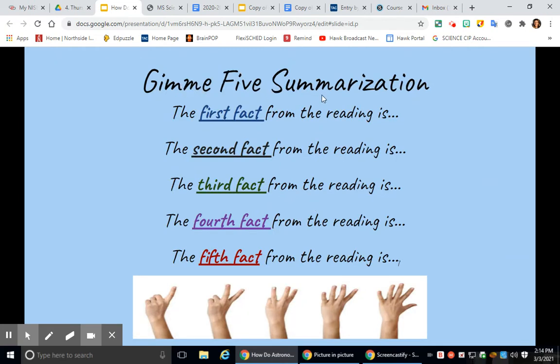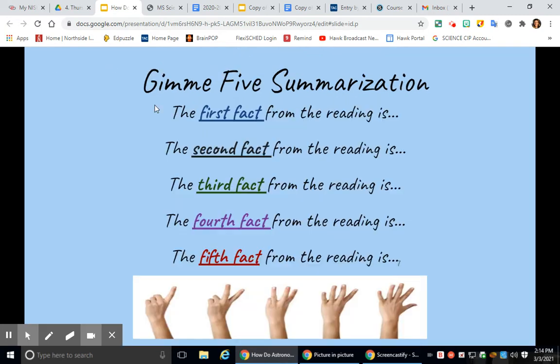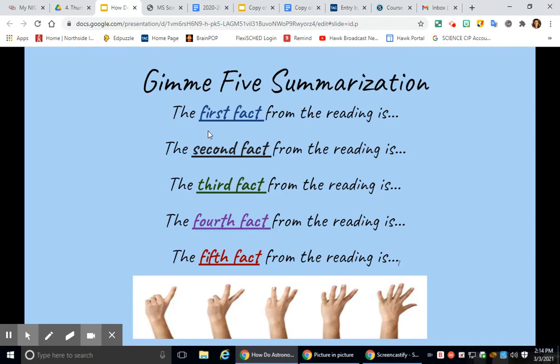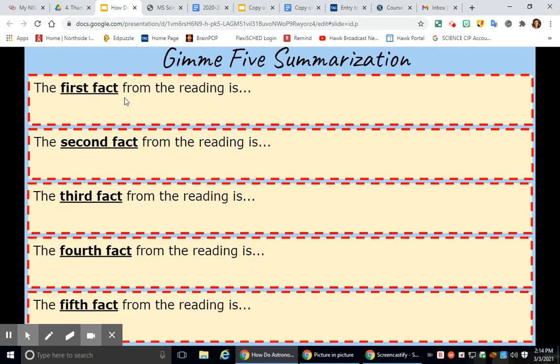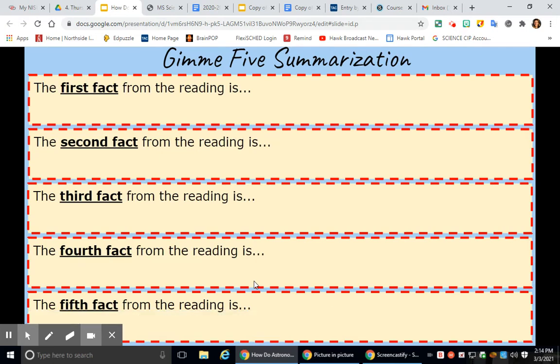Give me 5 summarization facts. The first fact from the reading is, the second, third, fourth, and fifth fact are. So you're going to put that there. So go back to the reading, and list a fact. Okay, I want 5 facts. So the first fact, second, third, fourth, and fifth fact. And that's up to you. It's a very factual reading piece, so the facts that you choose are up to you.